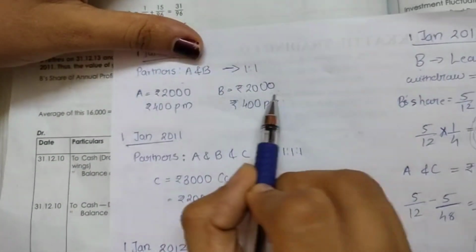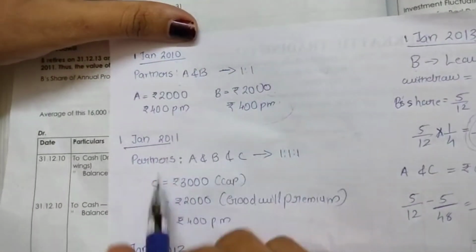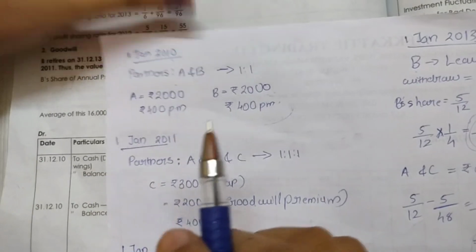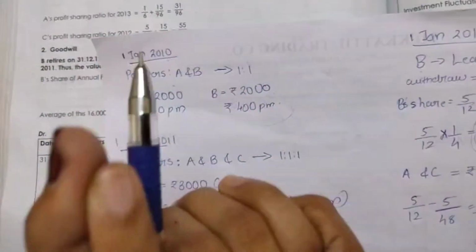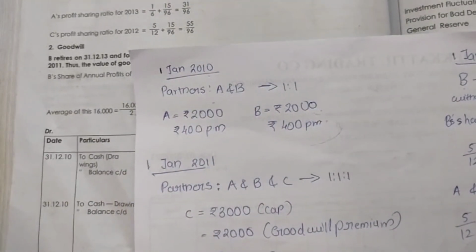First thing we have to mention is the capital. Then in the first year we have to mention his withdrawals also. Then the share of profit he got. Everything has to be noted down in this capital account. I guess you all know that.